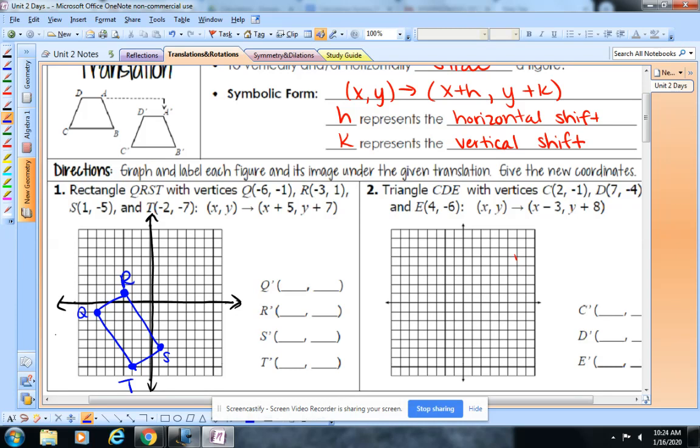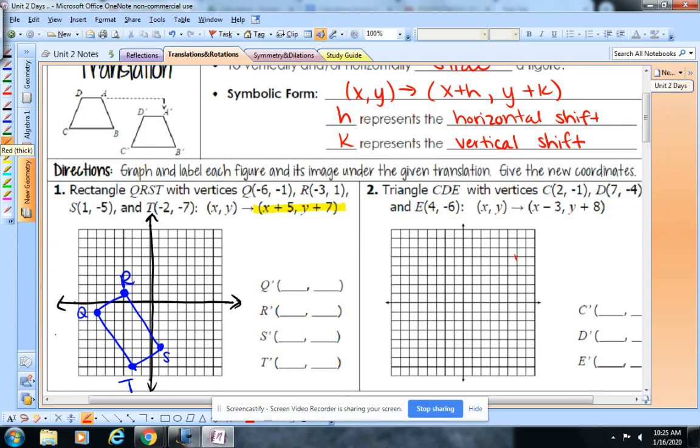All right, to me, translations, y'all, are very easy. Okay? It tells you right here what to do with your ordered pairs. Do you see that? So that means you take your x coordinate and add 5 to it, take your y coordinate and add 7. Does that make sense? Okay, so we're going to take the x coordinates and add 5 every time, and take the y coordinates and add 7 every time. So for example, for point Q, Q is the ordered pair, -6, -1.